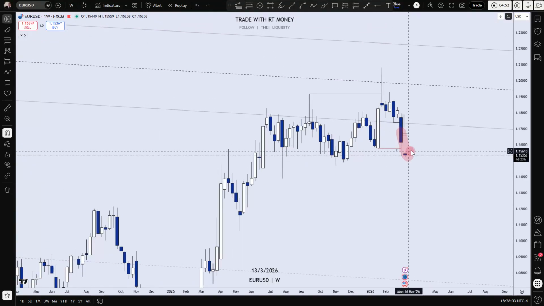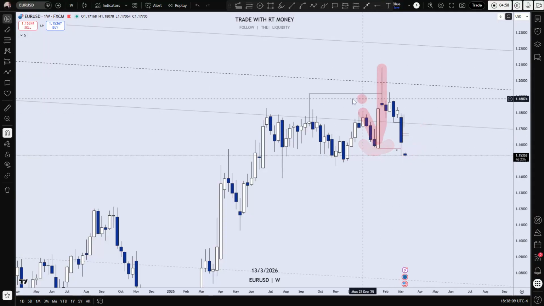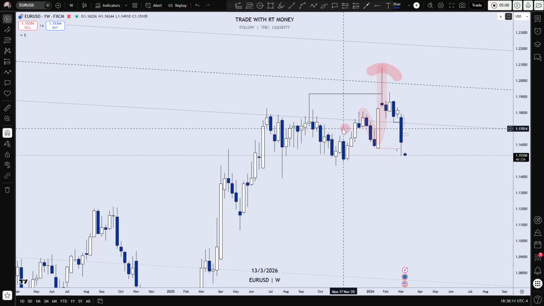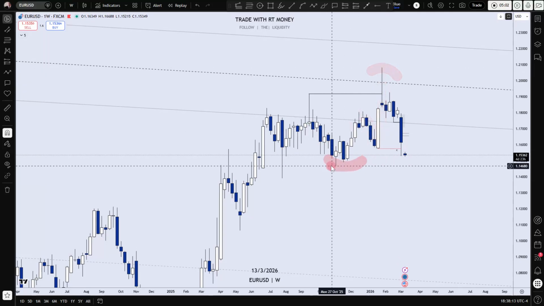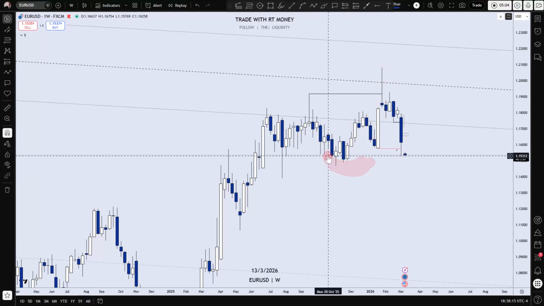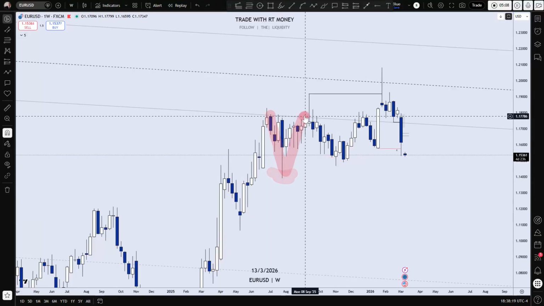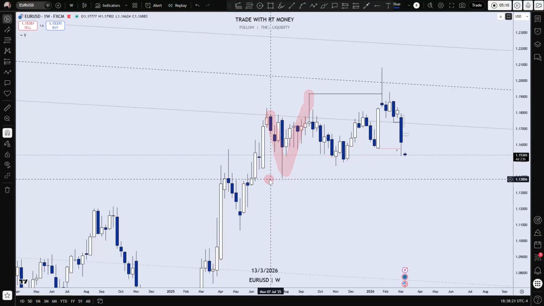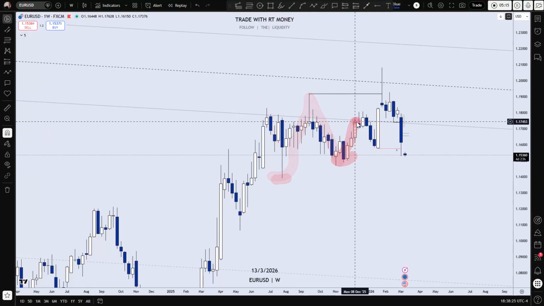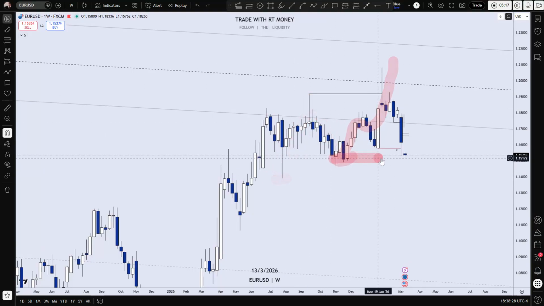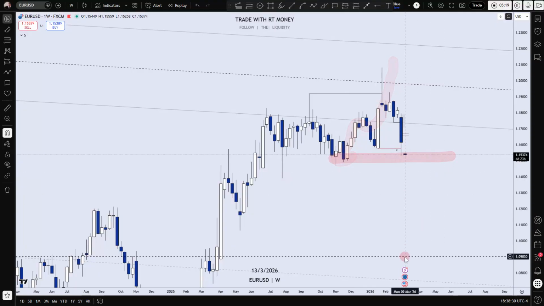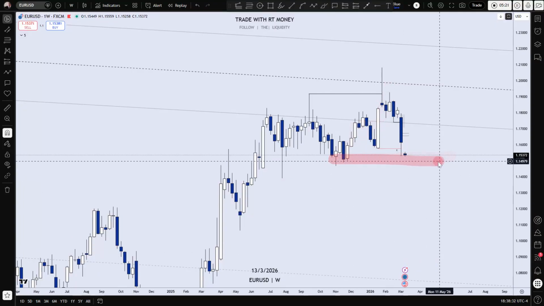Sure, we may get a pullback because we took out an external low here. This is an external low as it pulled up and created a new high. This is the last low. This is actually the low of the range here. We created a new high here. We respected that low here, and then continued to go up high. This would be a break of market structure here. This would be a break of market structure here.